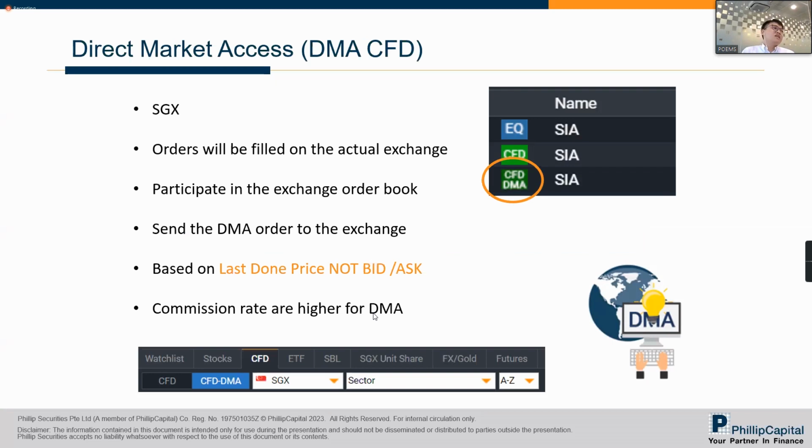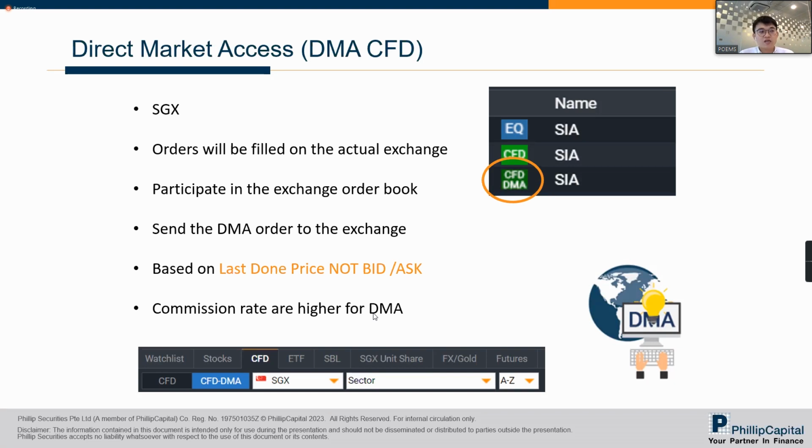Okay, so what is DMA? DMA is Direct Market Access CFD. It is offered by SGX actually, and the order will be filled on the actual exchange. As I mentioned, for CFD the market maker is Philips. If you trade with Philips, Philips is the market maker.